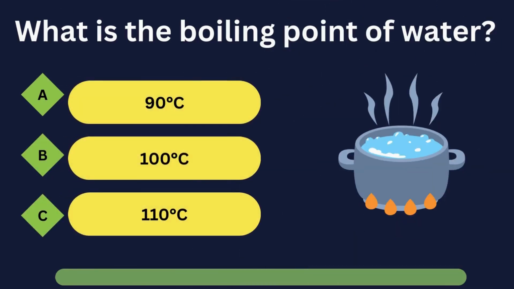Boiling point of water? A. 90 degrees Celsius. B. 100 degrees Celsius. C. 110 degrees Celsius.